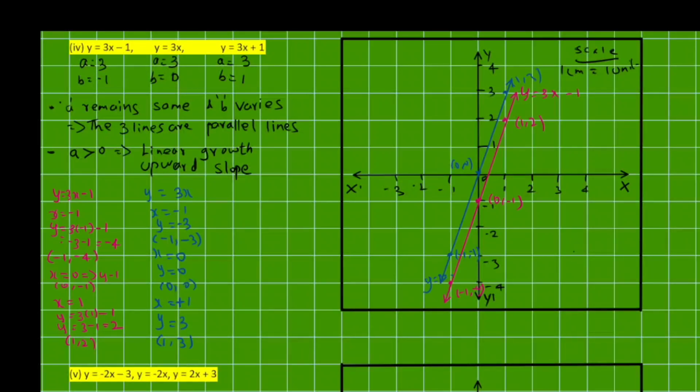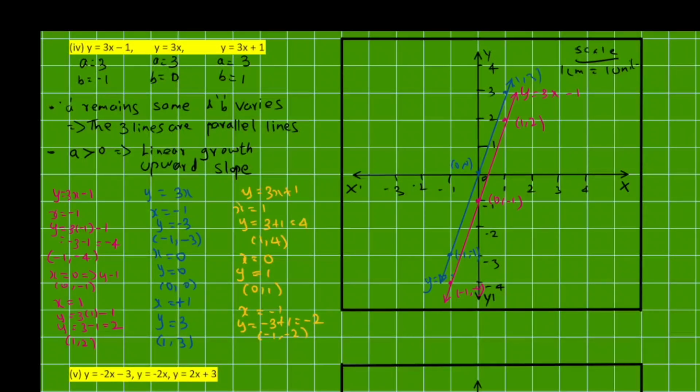The next one, last equation, y is equal to 3x plus 1. So x is equal to 1, y is 3 plus 1, 4. So 1 comma 4, first coordinate. x is equal to 0, y is equal to 1. So 0 comma 1 next. x is equal to minus 1, y is equal to minus 3 plus 1 is minus 2. So minus 1, minus 2, the next coordinate point.